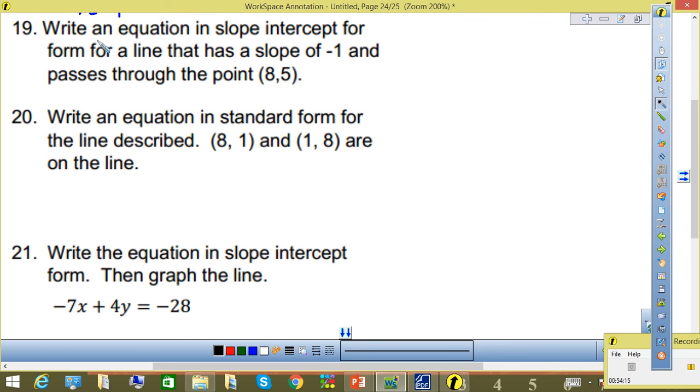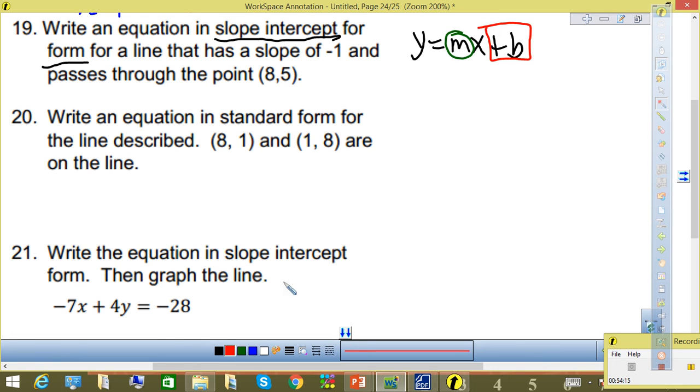So, first things first. It says, write an equation in what form? Slope-intercept form. That looks like this. Y equals mx plus b. So what information do we need? We need our slope, and we need our y-intercept. Do they give us the slope? Yes, what is the slope? So we write that in here.